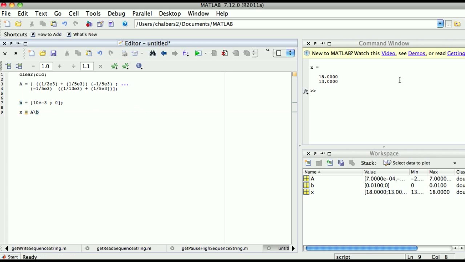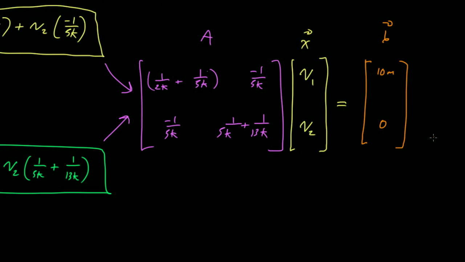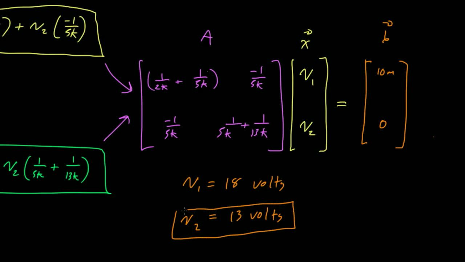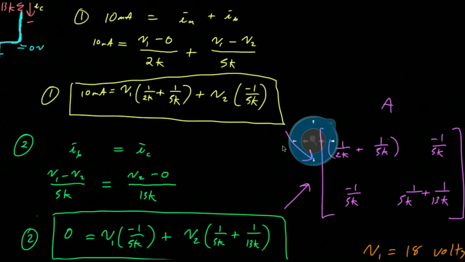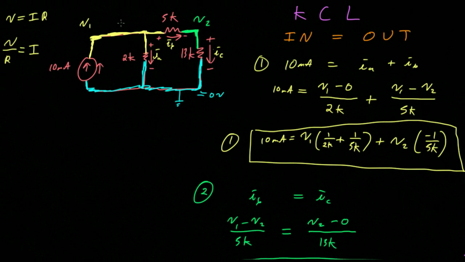And there, it just ran. So now my X vector, V1 is equal to 18 volts, and V2 is equal to 13 volts. Let me copy those answers down that MATLAB just gave me. Based on what I just did in MATLAB, V1 is equal to 18 volts, and V2 is equal to 13 volts. V2 is what we are looking for, so that's our answer. Let me go up to this circuit and write V2 equals 13 volts. That's the answer that I got.